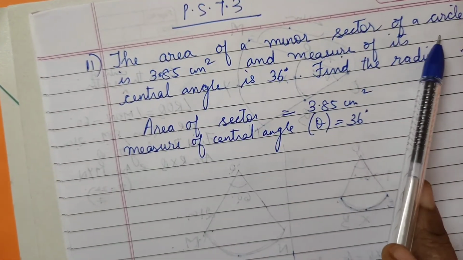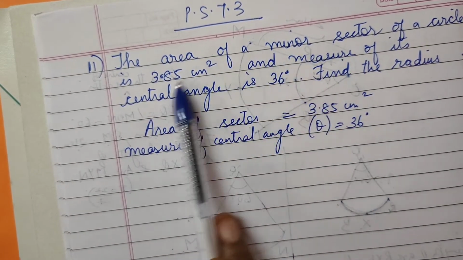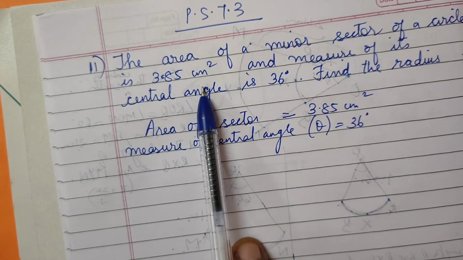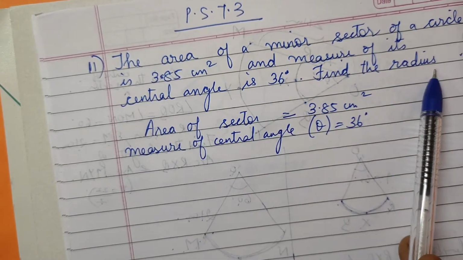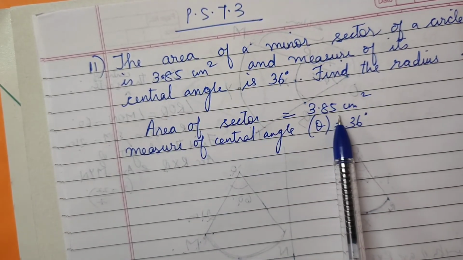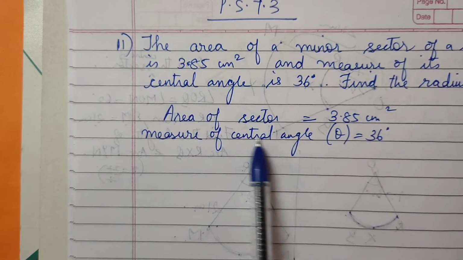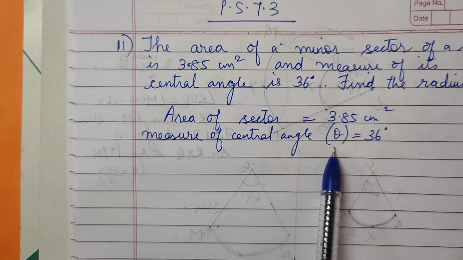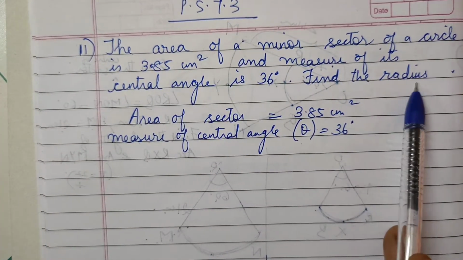Let's read the question here. The area of a minor sector of a circle, okay, minor sector means also a sector only, is 3.85 square centimeter, and the measure of its central angle is 36 degree. Find the radius. We should know what is given here. Area of a sector is 3.85 square centimeter, and the measure of the central angle is nothing but the theta we say. Is it or not? Yes. So 36 degrees. So find the radius.